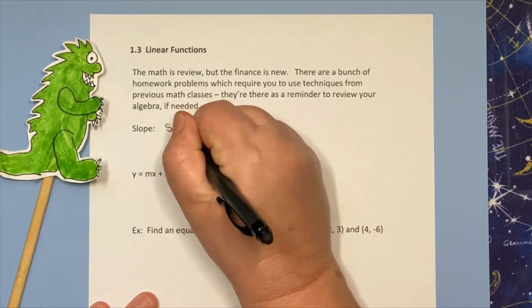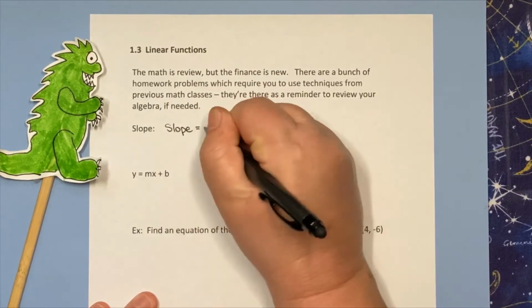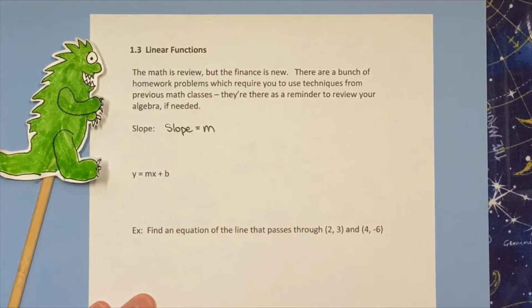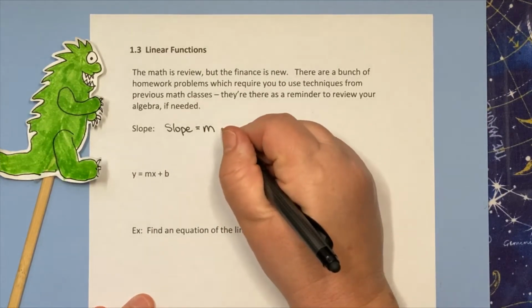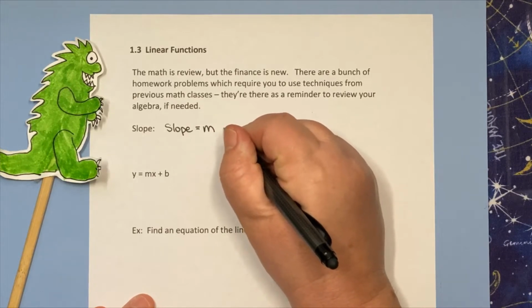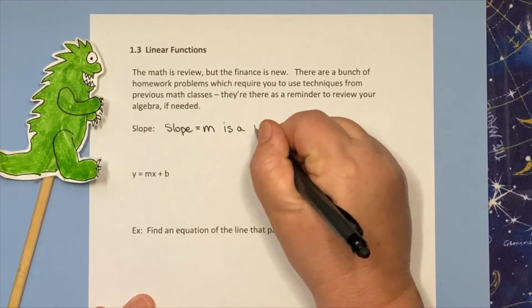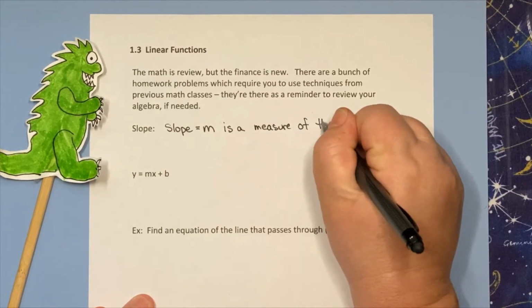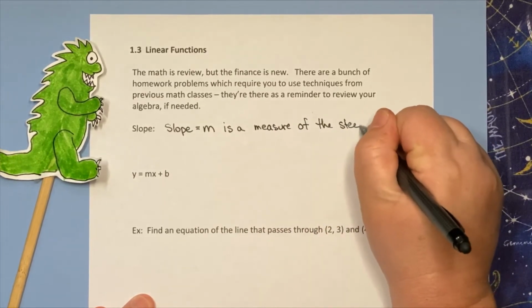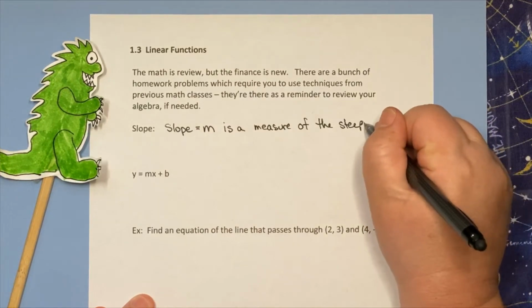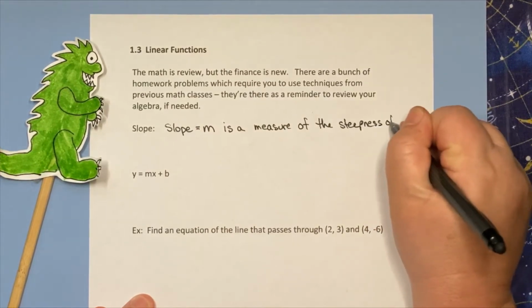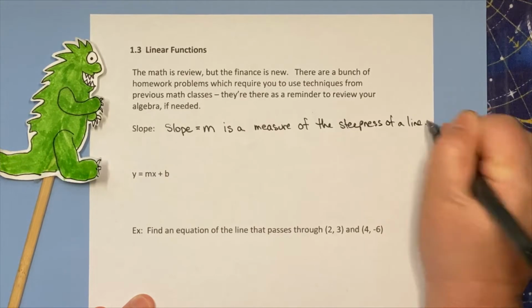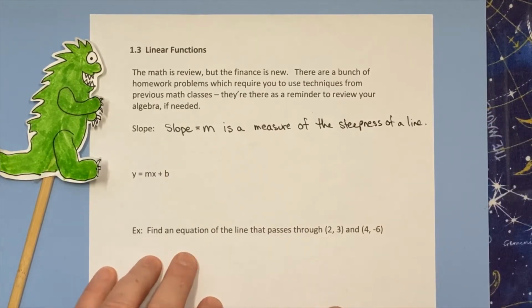So slope, which in shorthand a lot of times, we use m for slope, is basically a measure of the steepness of a line. Okay, so what the heck does that mean?